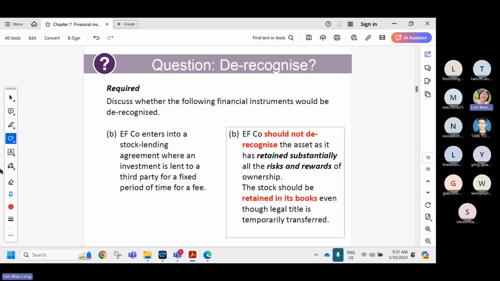Discuss whether the following financial instrument will be derecognized. So you have this: EF company enters into a stock lending agreement. This stock is not your inventory. These are shares.